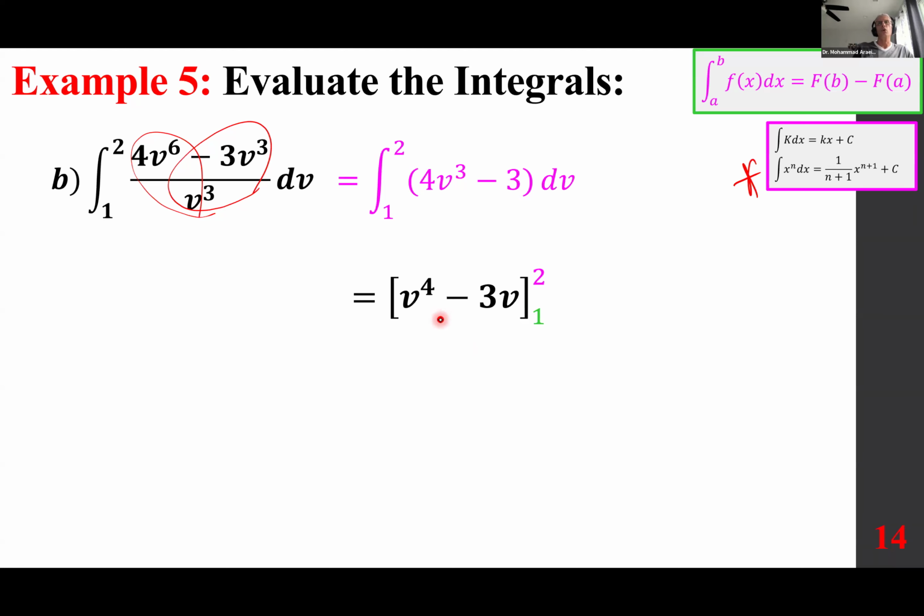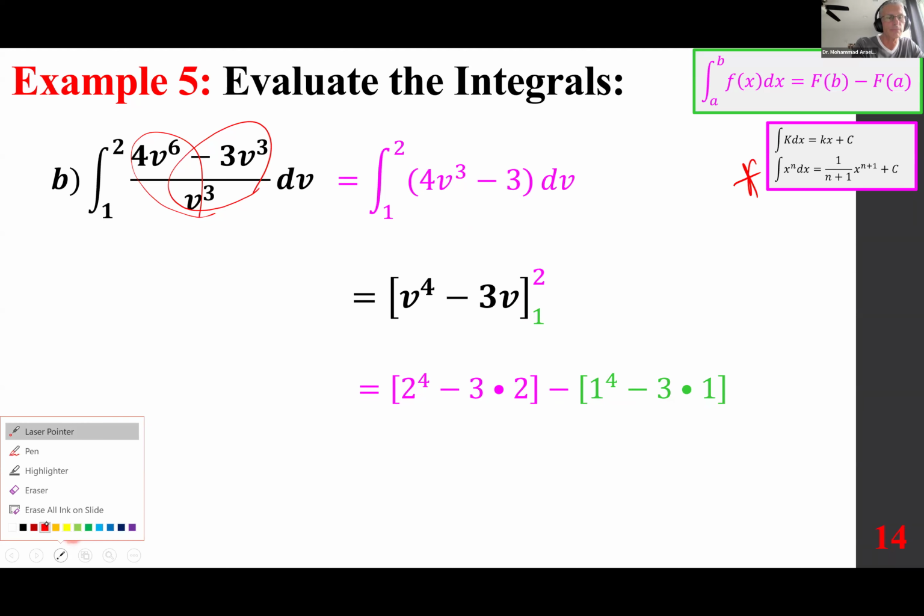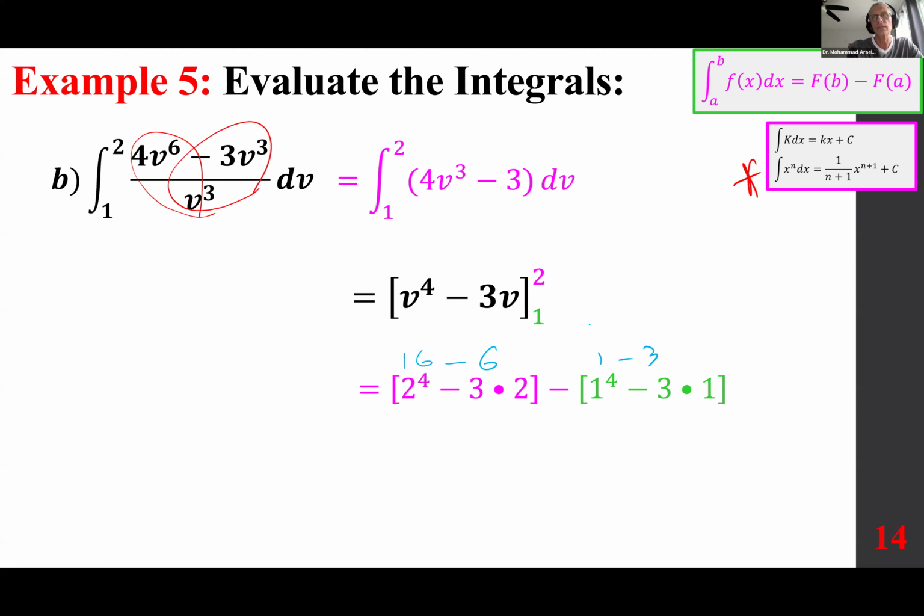We plug in the upper limit and lower limit. This is the only calculus step. So plug in 2 and then plug in 1. When we plug in 2, we get 2 to the power of 4 minus 3 times 2, which is 16 minus 6, so that's 10. When we plug in 1, we get 1 to the power of 4 minus 3 times 1, which is 1 minus 3, that's negative 2. This makes it positive, and the result is 12.